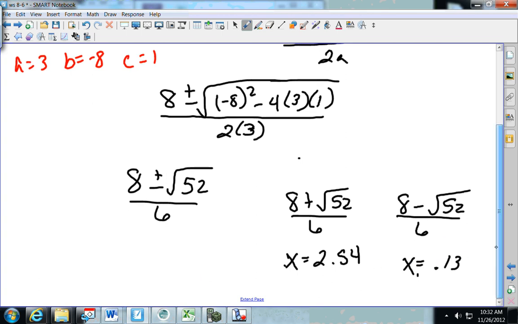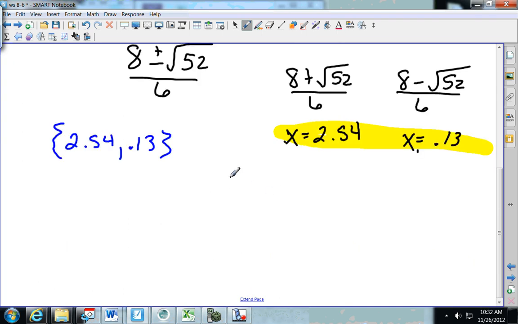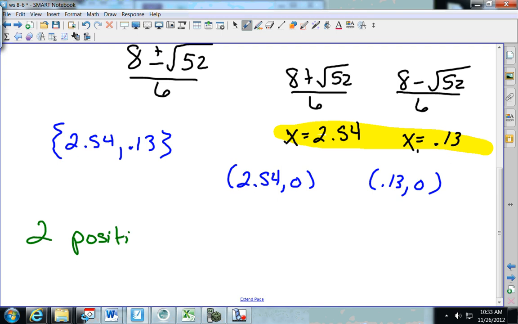So the solutions could be written like this, where it just says x equals. We also could have it written in those little set notations, 2.54 and 0.13. Or remember, they could be written as ordered pairs, 2.54, 0 and 0.13, 0. And if I asked you to describe the solutions, you could say that there were 2 positive solutions.